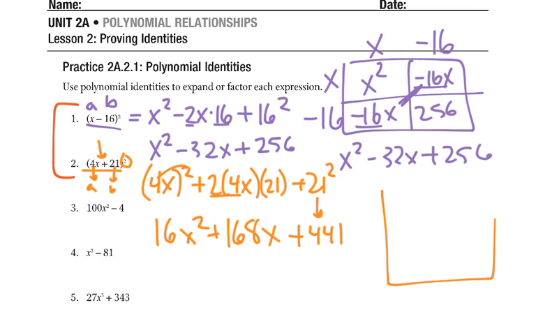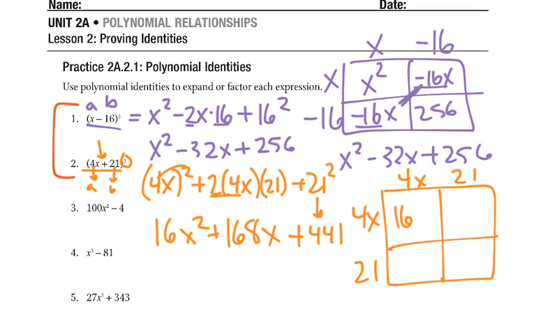Okay. Could I use the box method, the area model? Yeah. 4x positive 21, 4x positive 21. So that'd be 16x squared. 4 times 21 would be 84x. 4x times 21, 84x, which add those together, 168. There's your 16x squared. 21 times 21, 441. There's your plus 441.